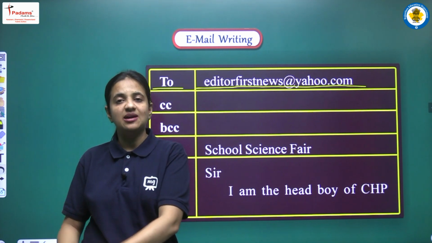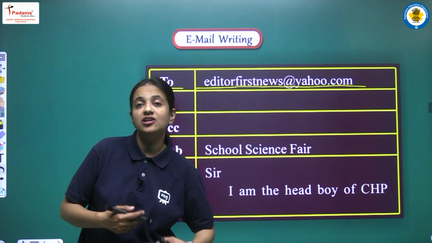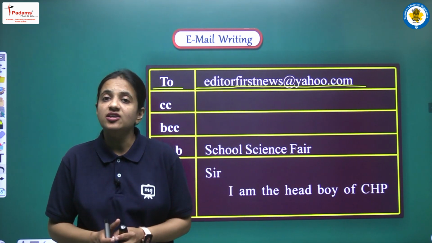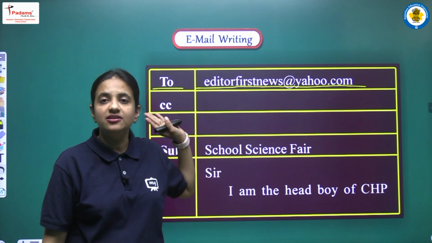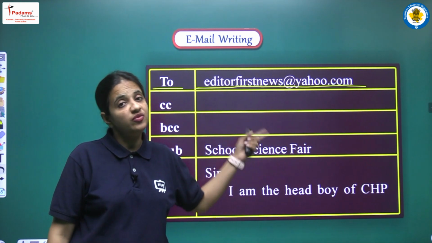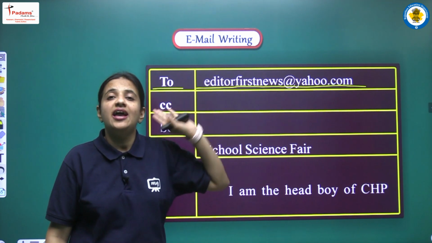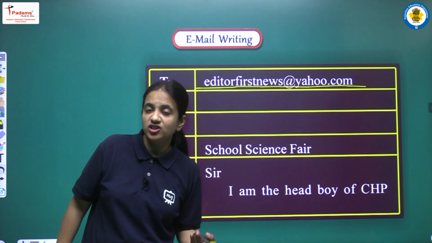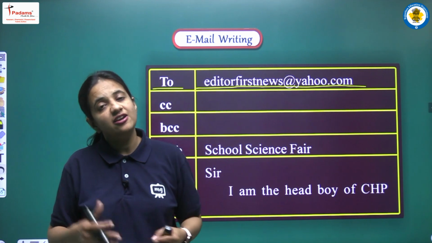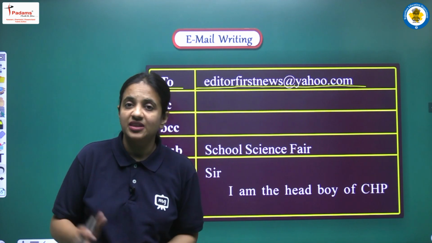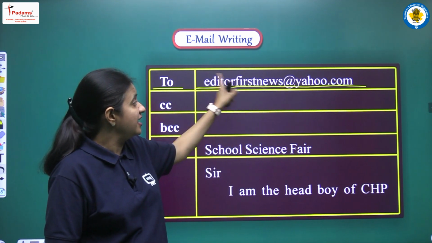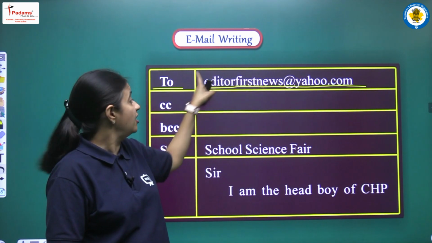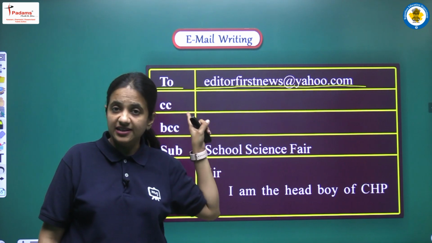Like in the previous examples, when we were writing an email to our school principal, we could use principal then any school name @. Now we are writing this email to the editor, so we can use here editor. And when we have to write to our friends or family members, then directly we can use any name. Okay, in this manner we can make a perfect email address that we have to write in this column, that is To. Clear?